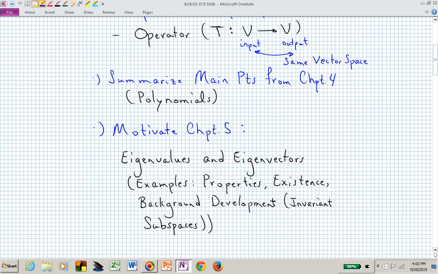We're delaying determinants until the end of the book, and trying to motivate the concept of eigenvalues and eigenvectors differently than what you might see in a traditional linear algebra class. We'll motivate that with some examples showing the properties, the existence or non-existence of eigenvalues, and something about invariant subspaces, which is really what eigenvectors are. What do we mean by an invariant subspace?